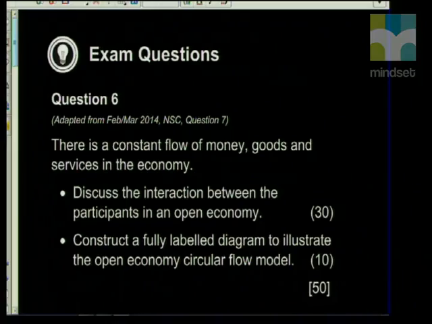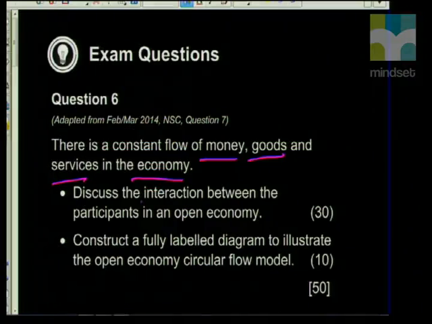Question 6 comes from February/March 2014. It was question 7, but here we have it as question 6. It says there is a constant flow of money, goods, and services in the economy. Clear? What is the thing that we need to discuss here?